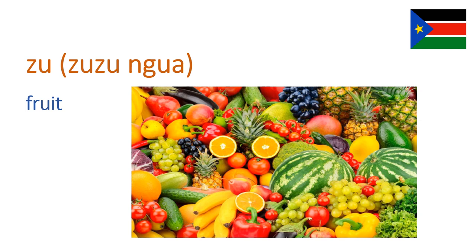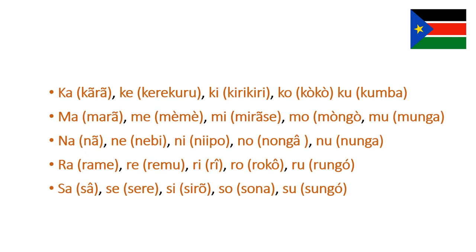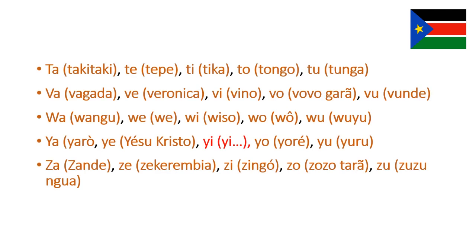Zuzungua, fruit. In summary, niguru soho. The vocabulary words from ba to ha. Tonati ba kuti ha. Tonati ka kuti sa. Tonati ta kuti za.